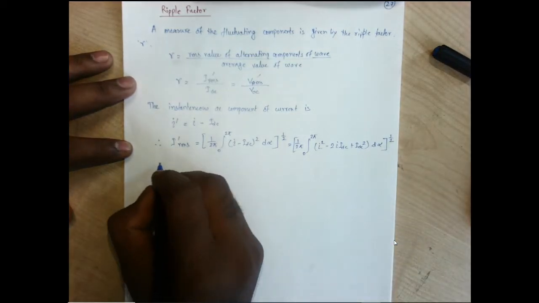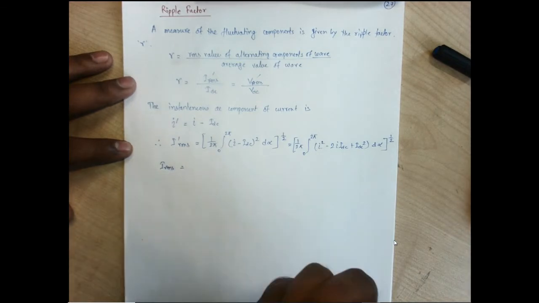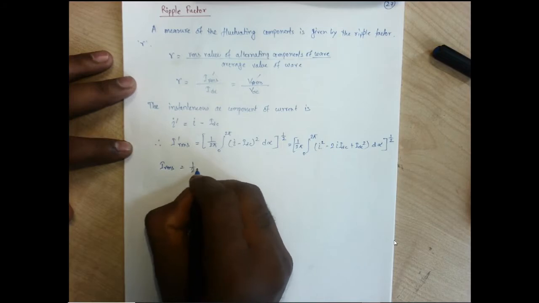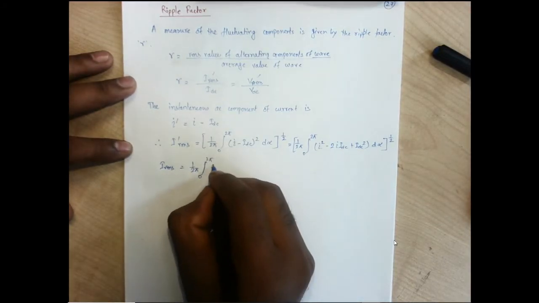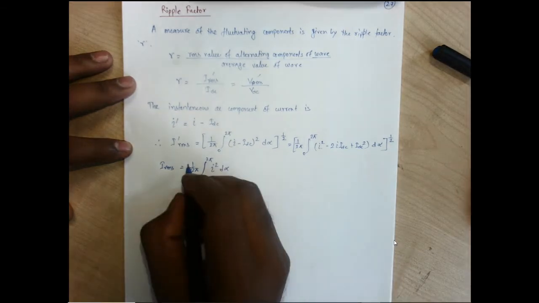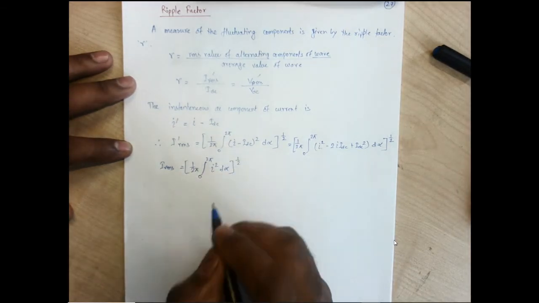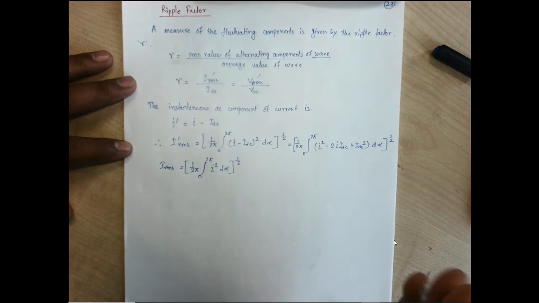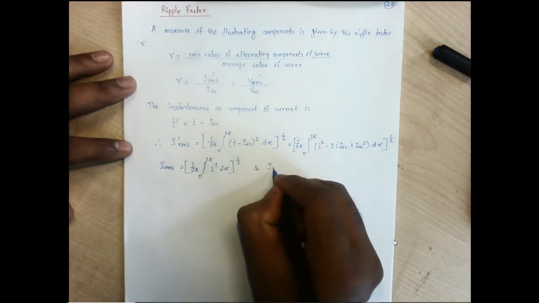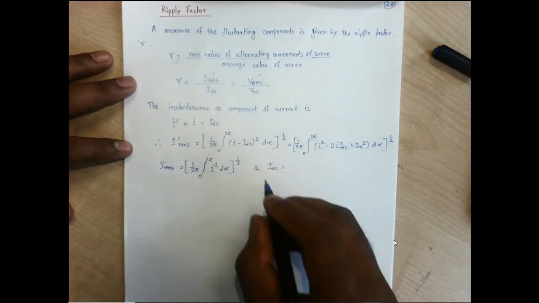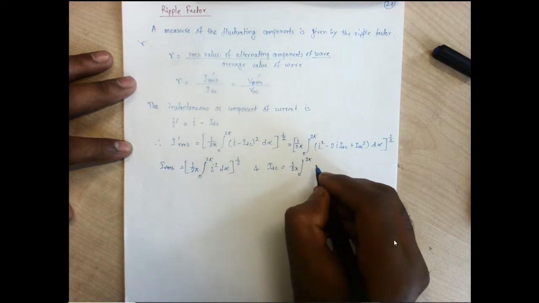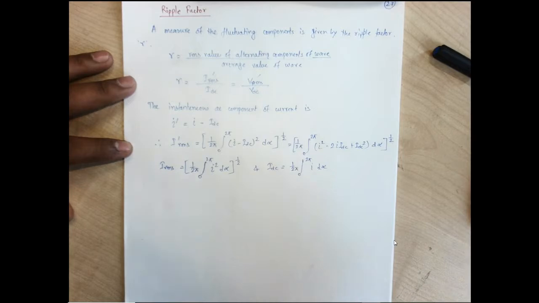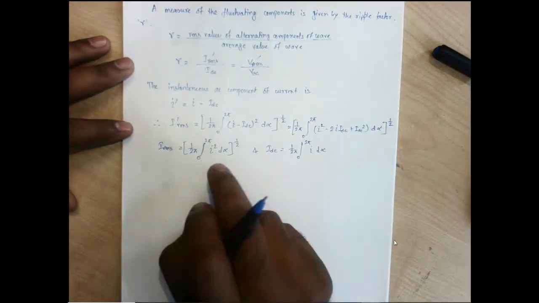So we know this IRMS, if we take only the input, will be (1 by 2 pi integration 0 to 2 pi I square d alpha) whole to the power half. This is the IRMS of the original input. And IDC, which we have found, is 1 by 2 pi integration 0 to 2 pi I d alpha, the average value. So we can put this value over here.